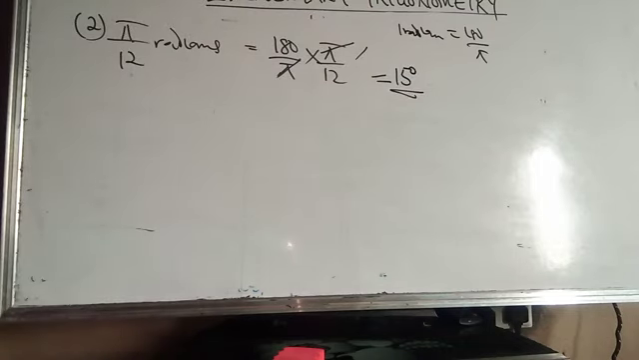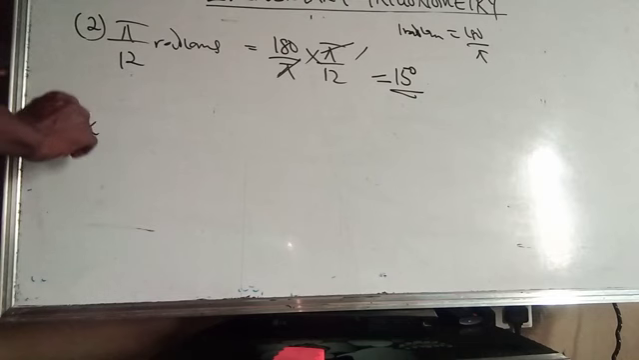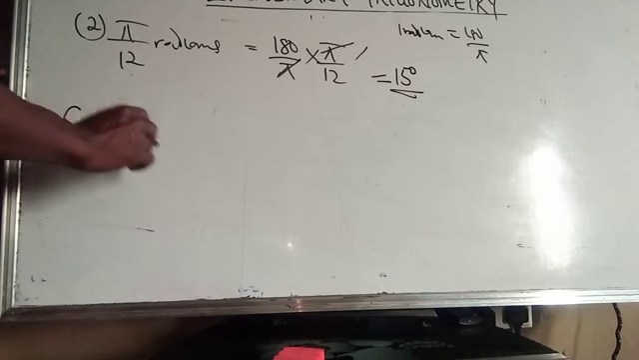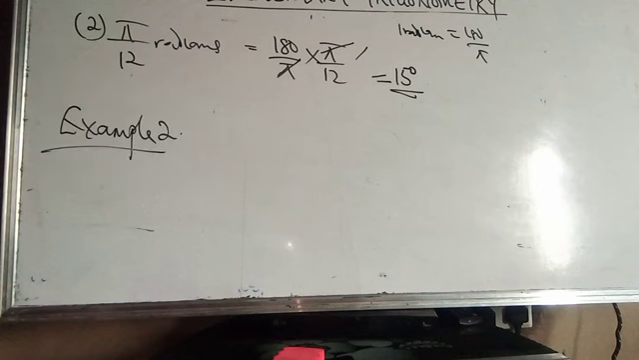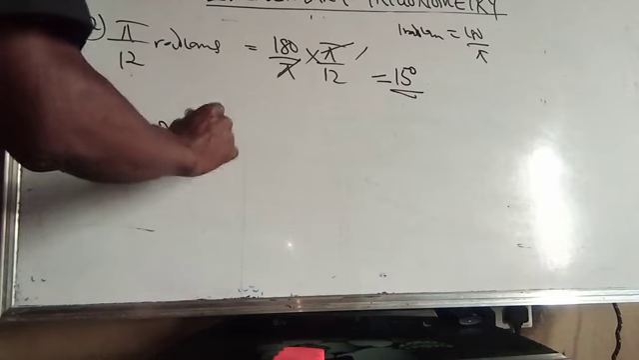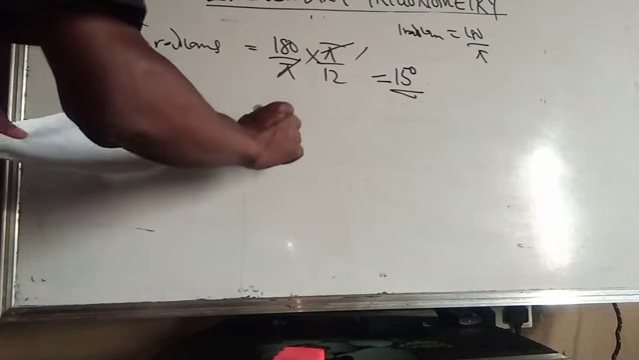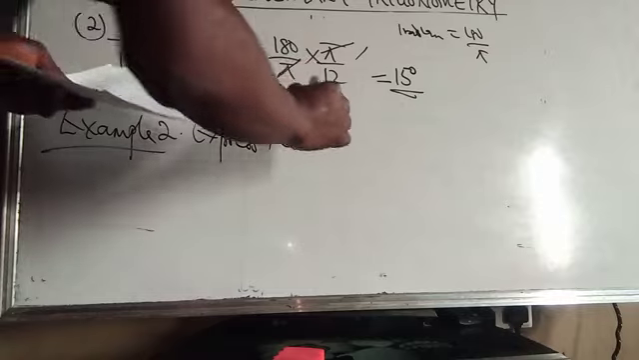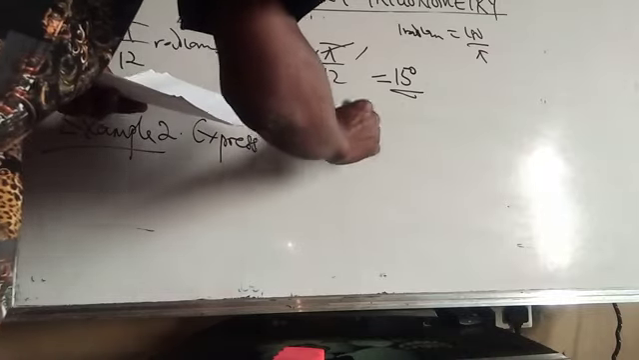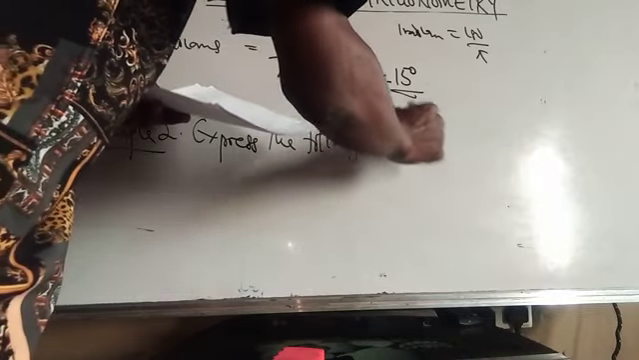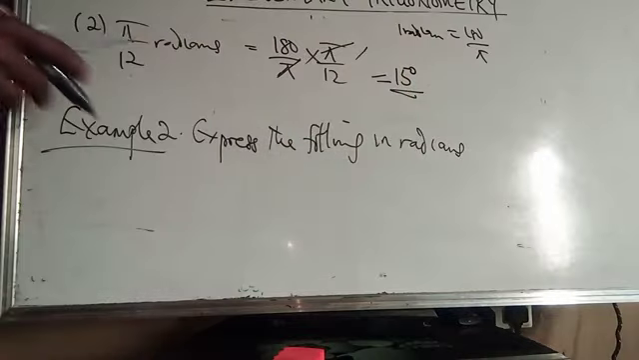Now let's look at example 2. We are through with that. We have been able to convert from radian to degree. Now let's see how we convert from degree to radian. Express the following in radians.